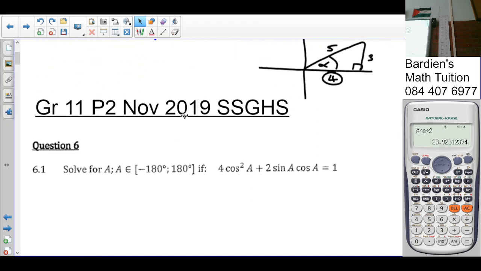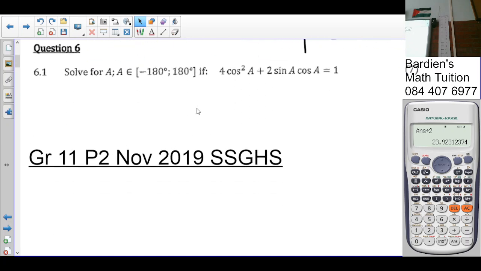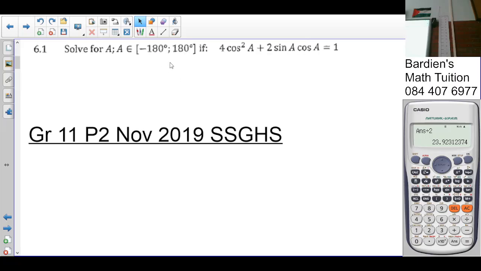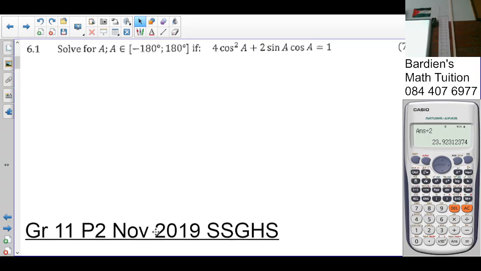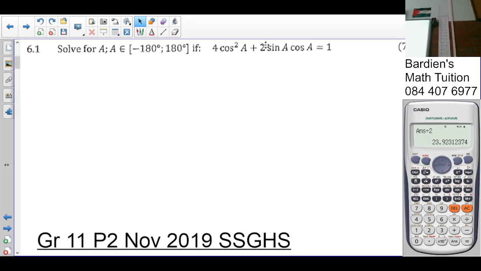Right. Now we are on question 6. Question 6.1. You are asked to solve for A, an element of negative 180 to 180, if 4 cos squared A plus 2 sine A cos A is equal to 1. For 7 marks, people. That's normally the question you guys give out. But not anymore. So what's going to happen here is that you see you got the cos squared, here sine and cos. So that 1 you need somewhere.